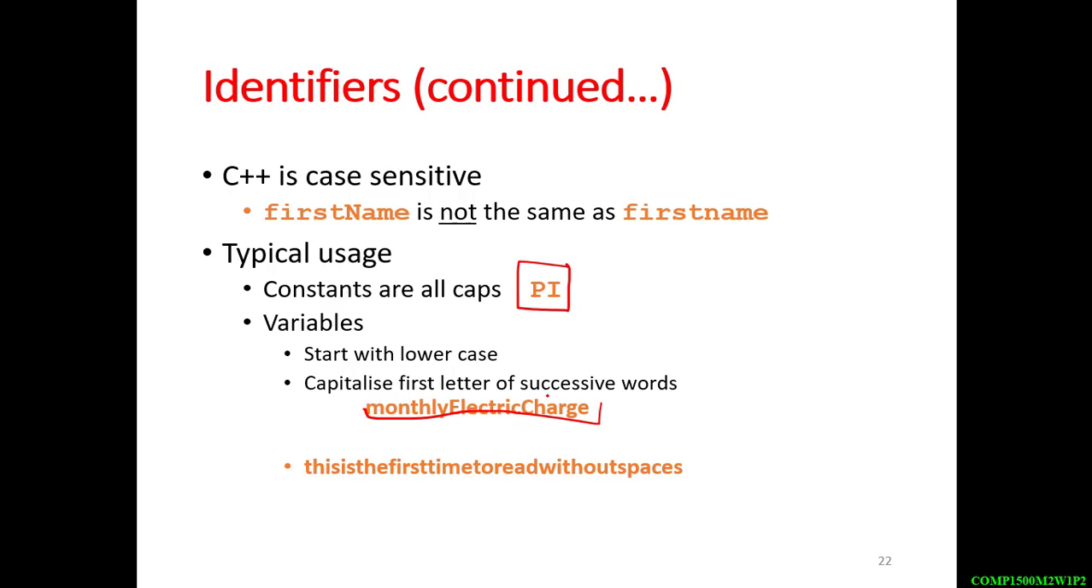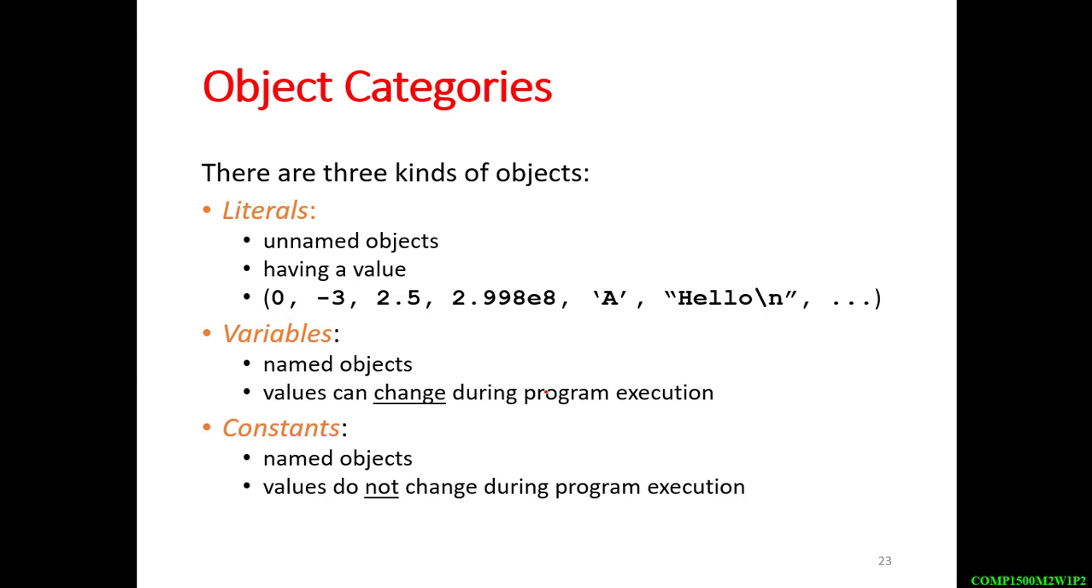Now, there are three kinds of objects. The first object is a literal, which is a value that is not named. You are going to use it, and that's it. If I say cout 5 or cout C++, this literal is not saved anywhere. We are going to display it, and it will be deleted immediately.